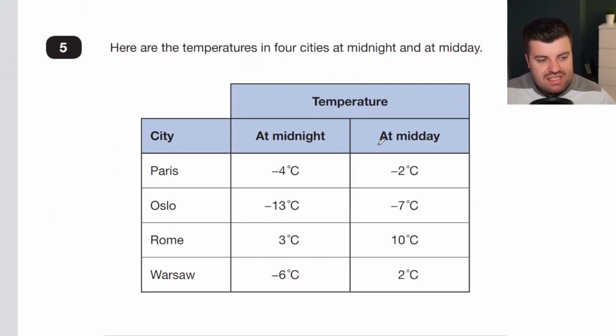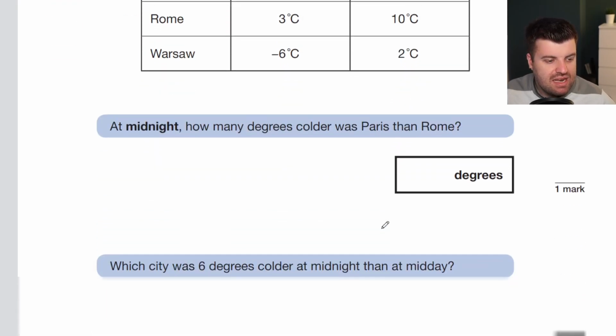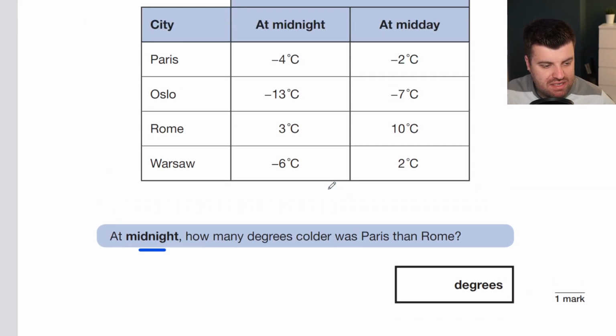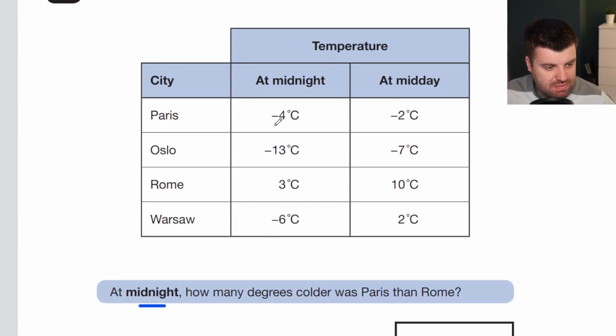Question 5. Here are the temperatures in 4 cities at midnight and midday. So you can see all the information there. Paris, Oslo, Rome, and Warsaw at midnight and midday. Quite a difference there in some of them. Let's look at the question. At midnight, how many degrees colder was Paris than Rome? So let's go to midnight. This is Paris, -4, and Rome was 3.